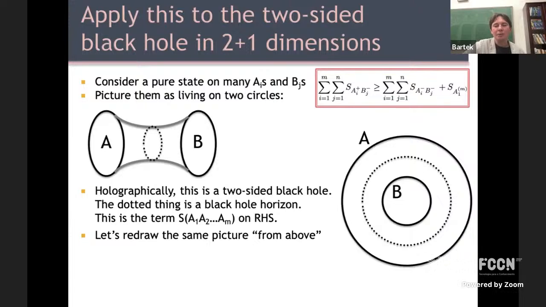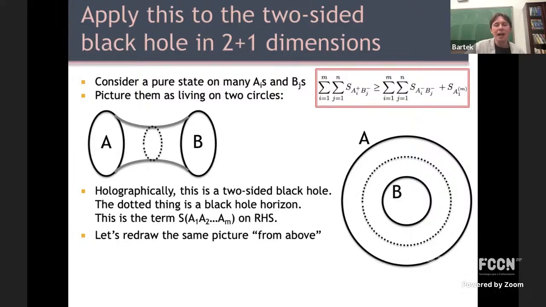Now, for the purpose of presentation, I'm going to redraw this picture, this two-sided trumpet, in this form. I hope you can see why. This is topologically an annulus. So in this redrawing, the dotted curve doesn't look like it's the smallest curve, but we have to remember that geometrically it actually is the shortest possible curve that divides A from B.